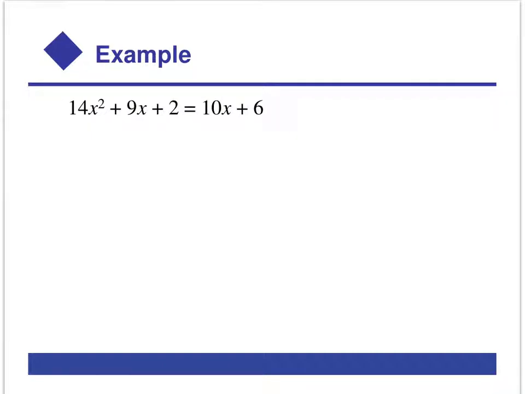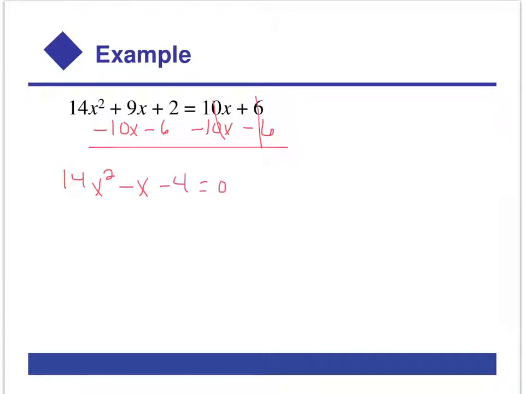Again, it has to equal 0. So we need to move the 10x and the 6 to the other side. You can do it in one step, or you can do it in 2 steps. It's whatever is easiest for you. So now I have 14x squared minus x minus 4 equals 0. Again, I'm going to factor for you to make things easier. So 7x minus 4 times 2x plus 1 equals 0.